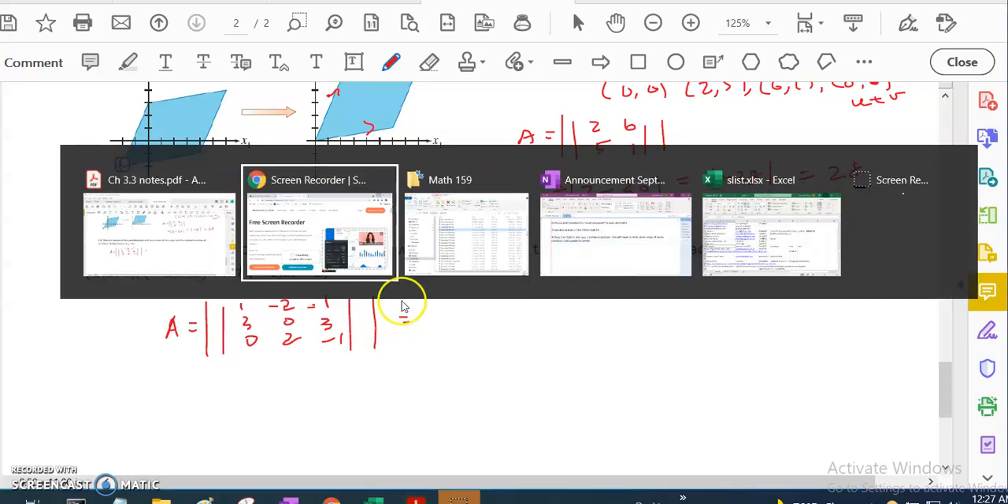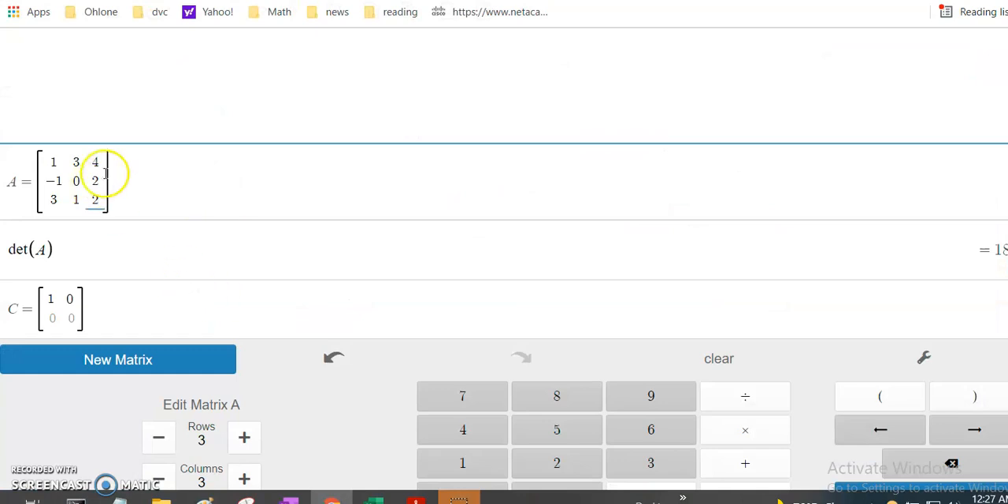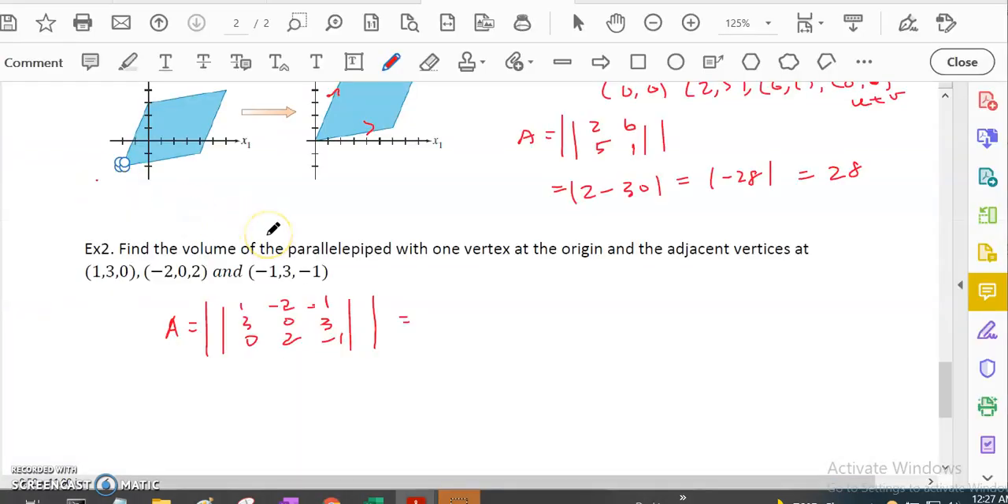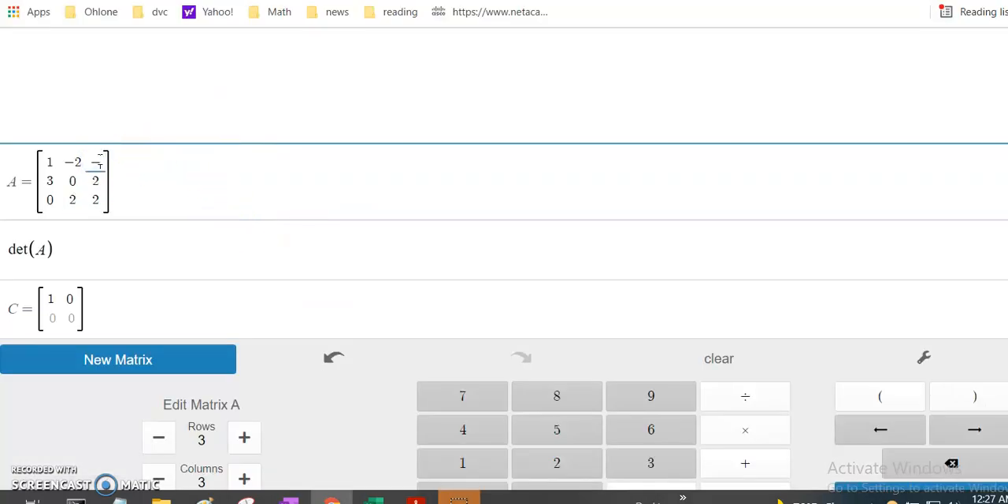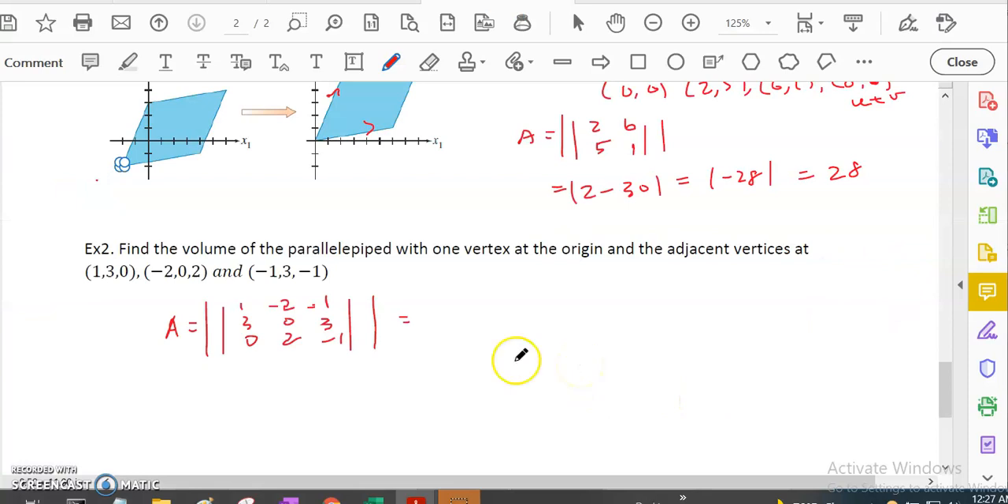So use the calculator. 1, 3, 0, negative 2, 0, 2. The last one is negative 1, 3, negative 1. The determinant of it is negative 18. So the absolute value of negative 18 means the volume is 18. Oh, not area. Gosh, it's volume. So you can see that the determinant is very useful to find these.